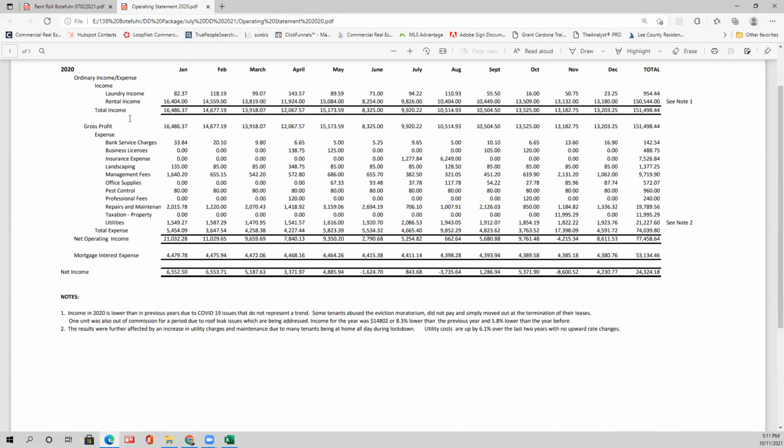So if you're in here, these were the line items, right? Bank service charges, business licenses, landscaping, property manager fee, office supplies, pest control, professional fees. It could be legal. Like we have a lot of legal fees right now with some of the evictions and just weeding out some tenants. So that's usually a line item you see.